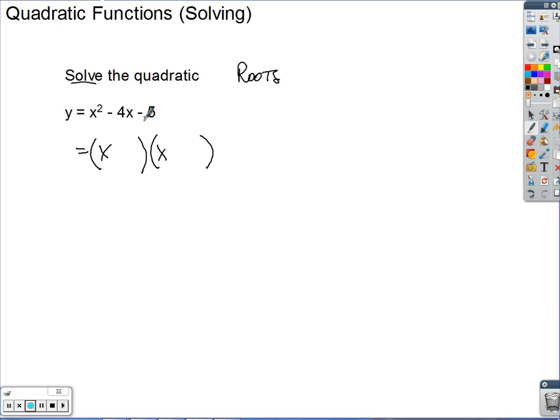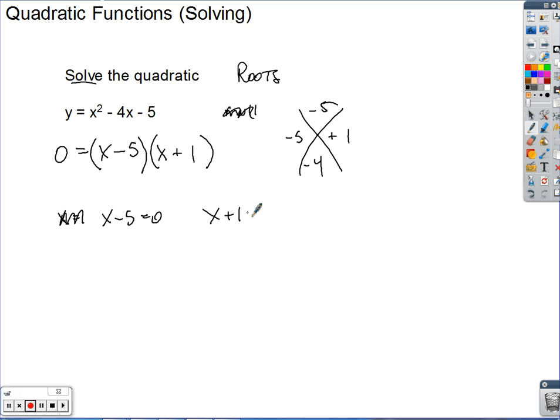Okay, so two numbers that multiply together to give us negative 5. But when we add them, we get negative 4. So those two numbers will be negative 5 and positive 1. So minus 5 plus 1. Zero product property says we let each of those equal 0.